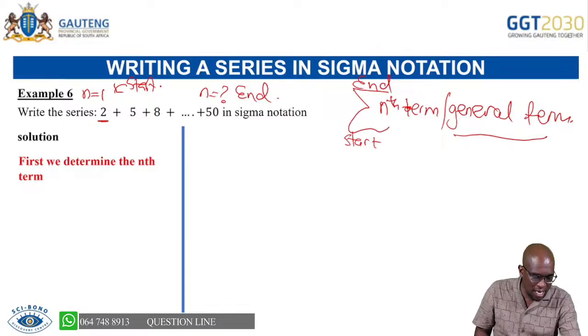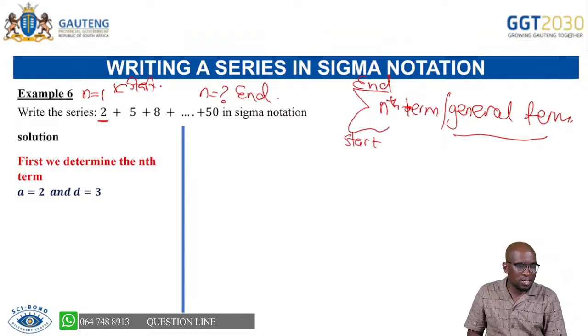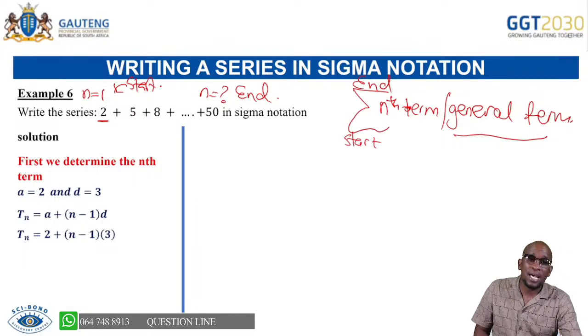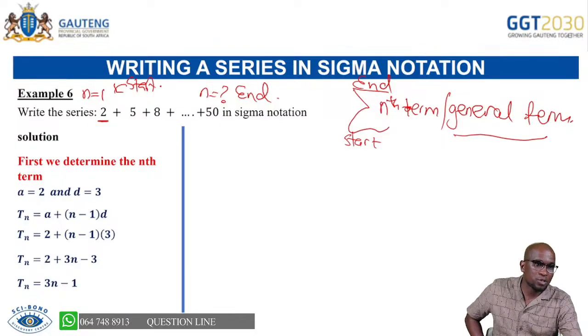First, we determine the nth term. That would be the general term. By studying this, we can see it is arithmetic. A is 2 and D is 3. So because of that, Tn would be A plus (n minus 1)D. We substitute A and D into that. We get that Tn is 2 plus 3n minus 3. Tn is equal to 3n minus 1. So that's what we have here. Tn is equal to 3n minus 1.